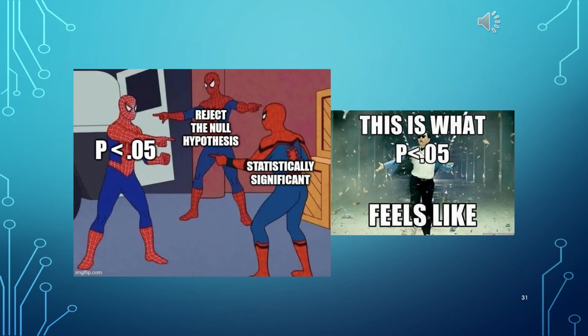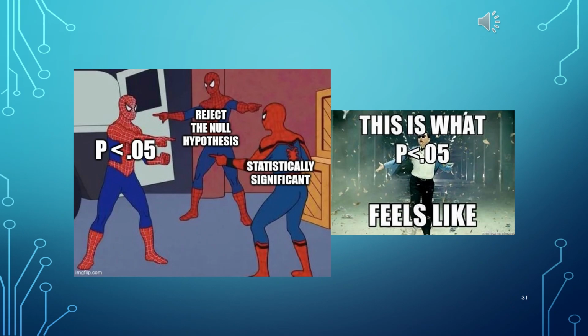On the left here, all of these Spider-Men are saying the same thing, and this can be kind of confusing sometimes for students who are exposed to p-values for the first time. All of these are the exact same. So a p-value equal to or less than 0.05 means that there is something statistically significant happening. Either there's a statistically significant relationship or a statistically significant difference between 2 means or something like that.